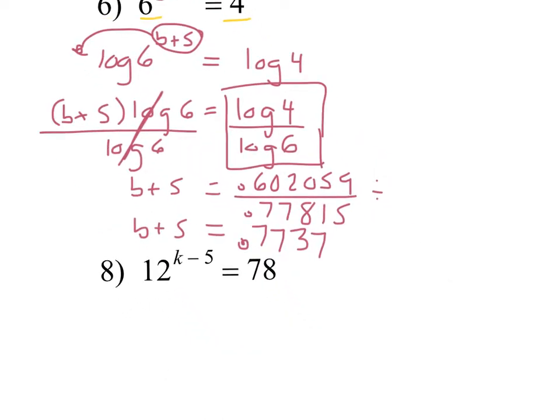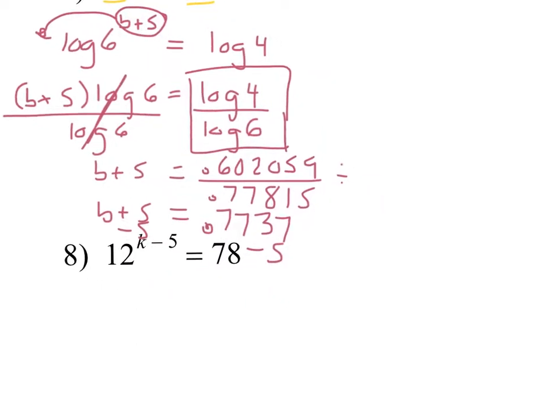Okay, now to get our b all by itself, we need to subtract 5 from both sides. So we end up with b is equal to negative 4.226.